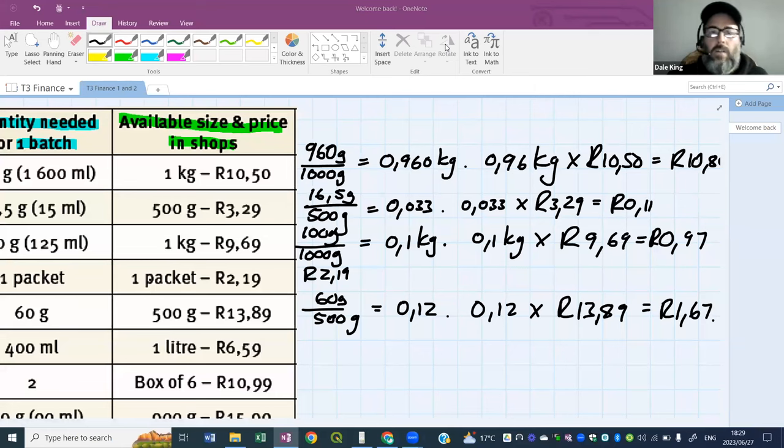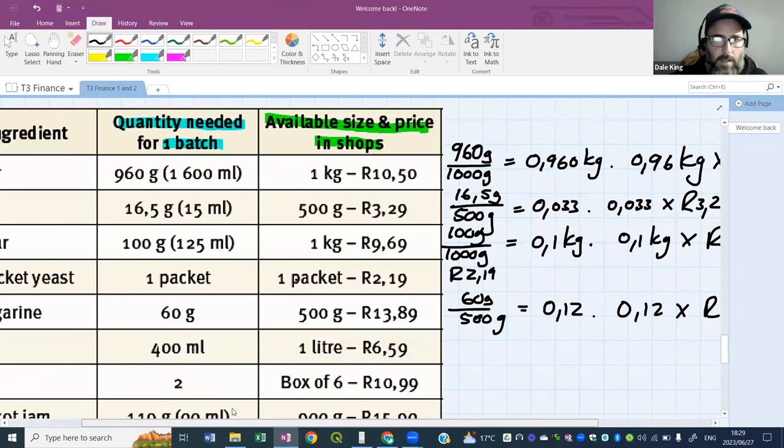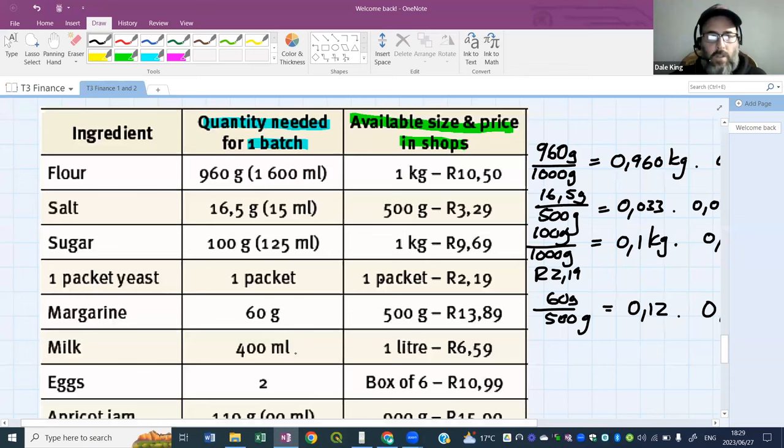You guys all with me? Yes, there we go. All right, we're getting it now, guys. Okay, next line. What's next? Milk. I've got 400 milliliters, but I've got 1 liter, which costs 6.59 rand. So we're going to do what we originally suggested with the first question. When we have grams and kilograms, we're going to change one of them to the other. So I suggest we work with the milliliters. Look at your 1 liter of milk: 1 liter is how many milliliters?